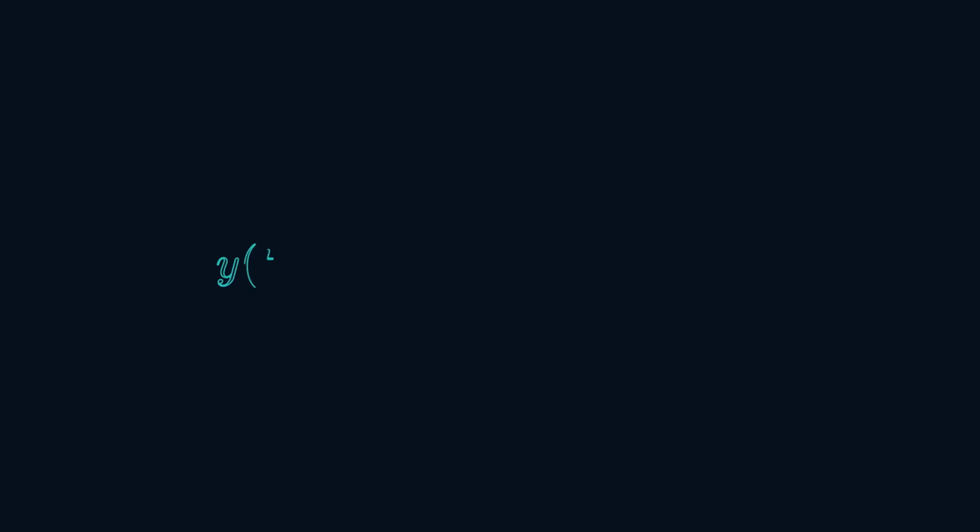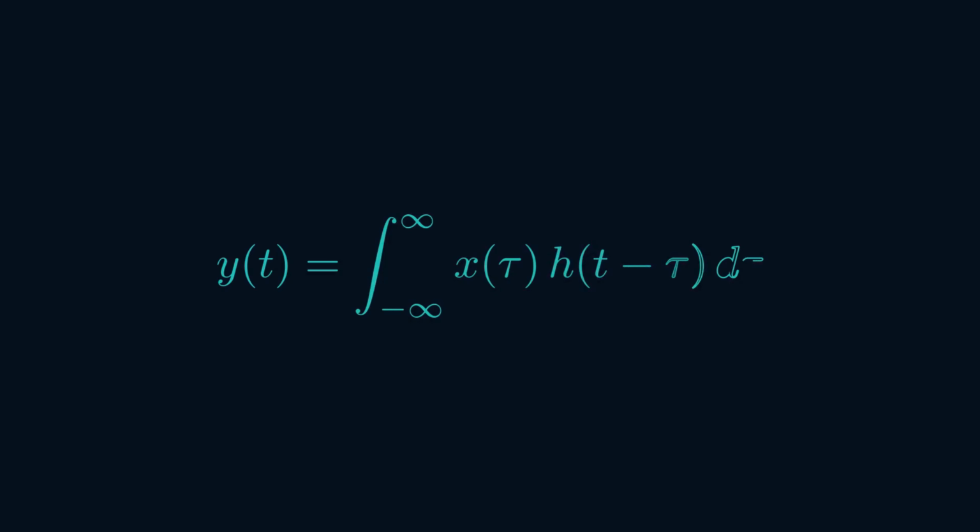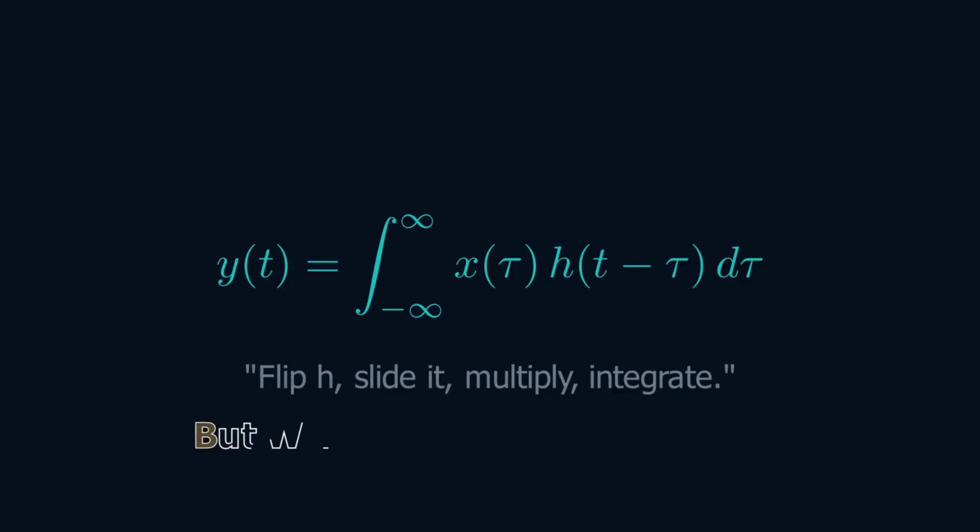This is the most feared integral in engineering. Convolution. Two functions, one of them flipped and sliding, multiplied and integrated at every instant. Every textbook gives you the recipe: flip, slide, multiply, integrate. Almost none of them tells you why. Why the flip? Where does this machine even come from?